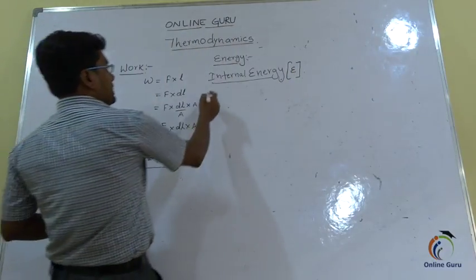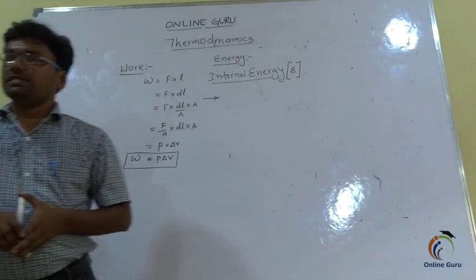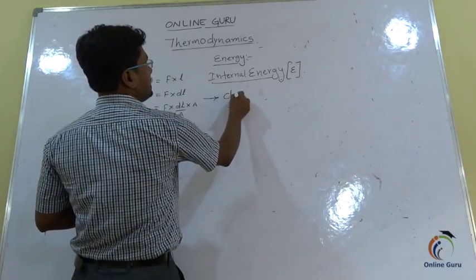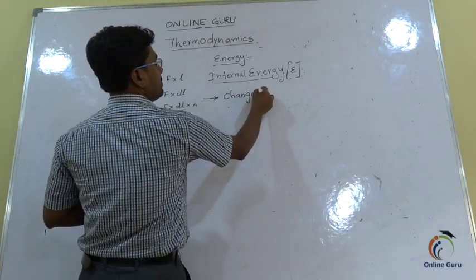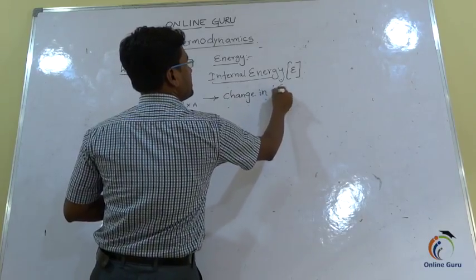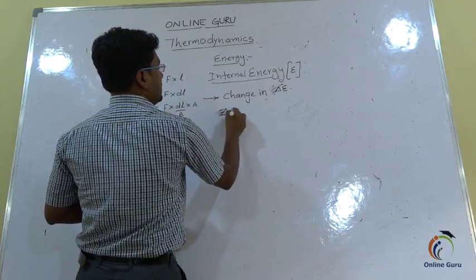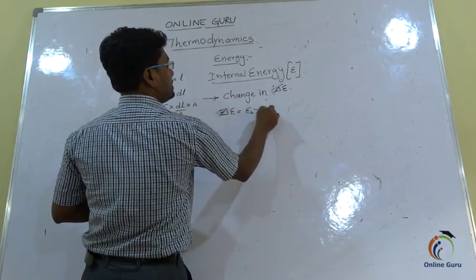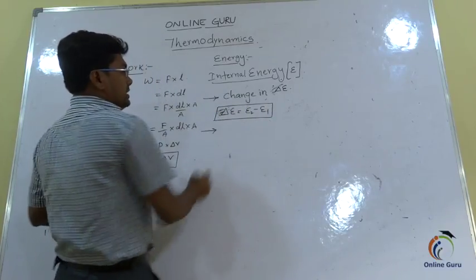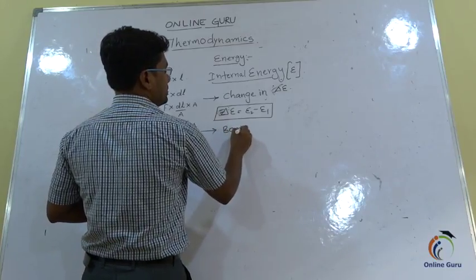The total amount of internal energy of a system we cannot calculate, but we can calculate the change in internal energy, which is represented by delta E. Here delta E is equal to E2 minus E1. Next, this change in internal energy is generally calculated by a bomb calorimeter.